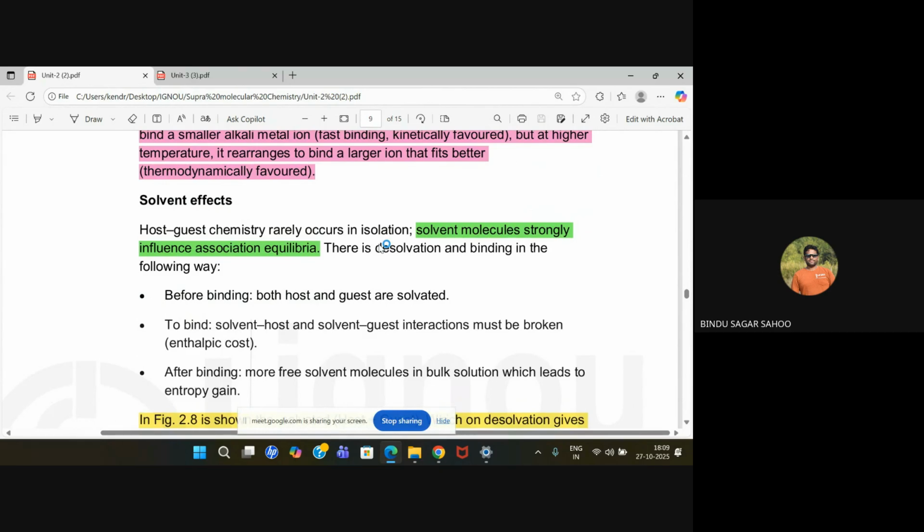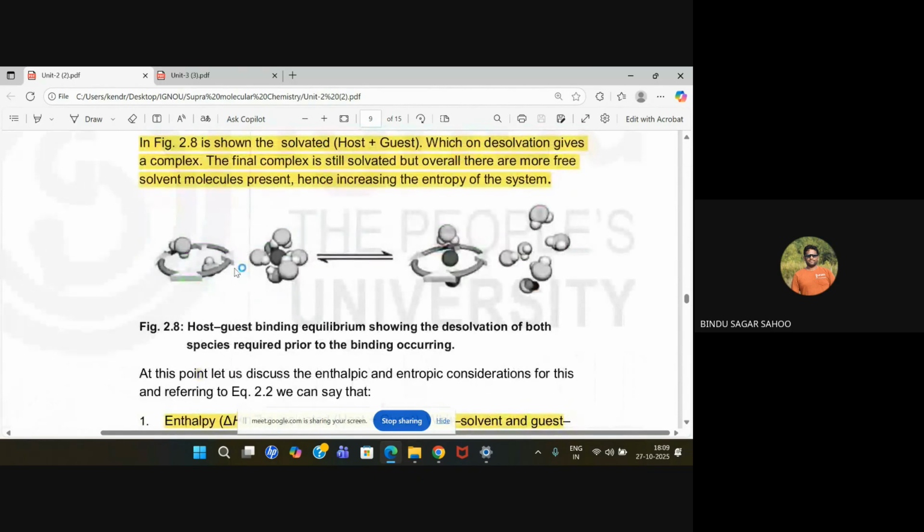Before binding of the guest and host molecules, both the host molecule and the guest molecule are initially solvated. You can see here the structure, the circle. This is the host structure, and these are the molecules of the solvent. These three-atom molecules you can denote as a water molecule, where the bigger ball is the oxygen and the two small balls are the hydrogen atoms. And the complete circle is a host molecule.